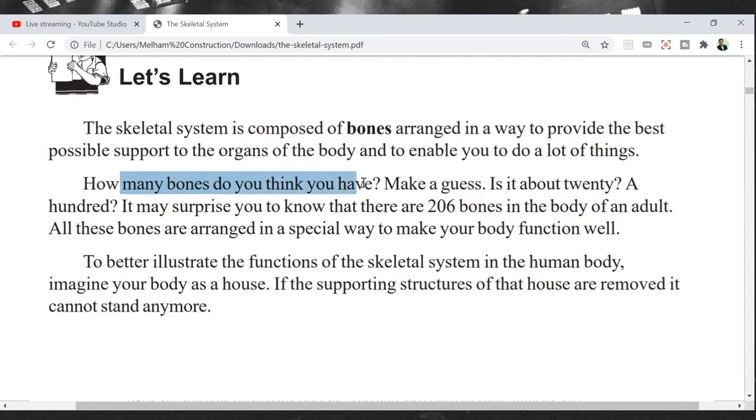How many bones do you think you have? Make a guess. Sa tingin niyo, ilan?